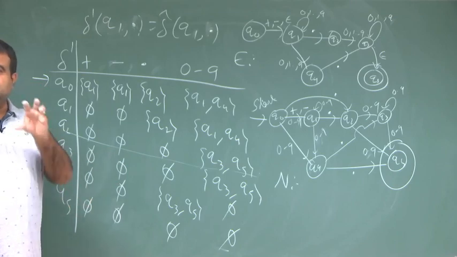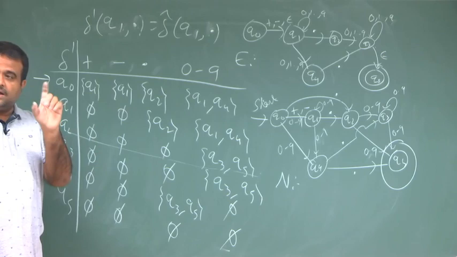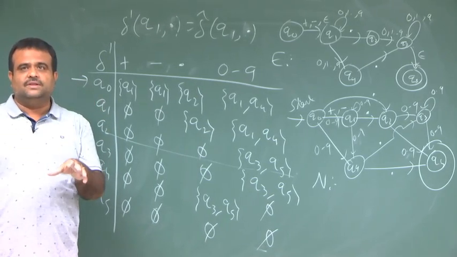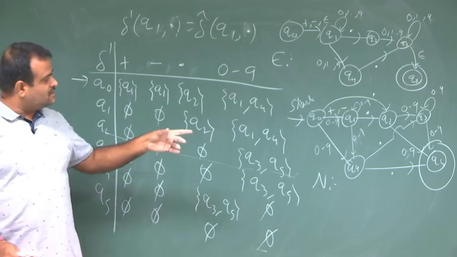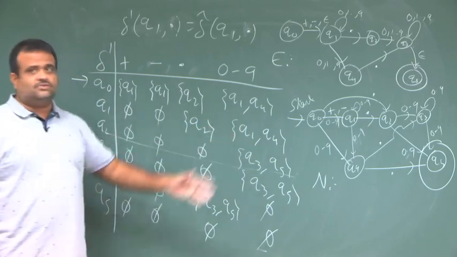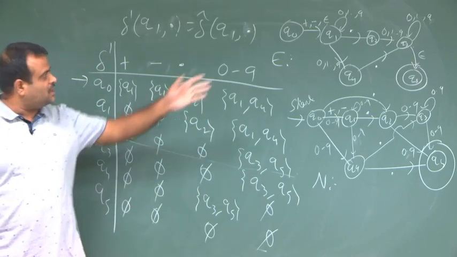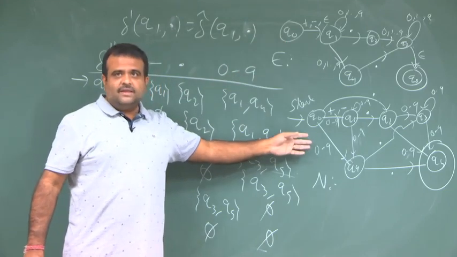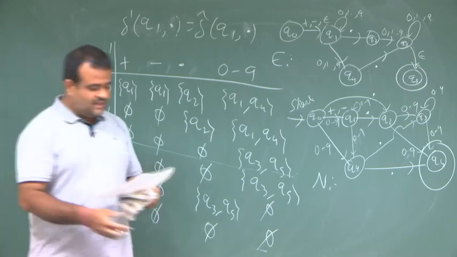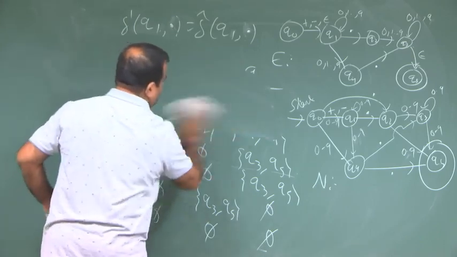Only thing we are doing is absorbing the epsilon closure before the symbol and after the symbol, nothing else, and this is the final state. Now the question is how we can convert this to a DFA, from epsilon NFA to DFA. We first convert epsilon NFA to NFA, then from NFA to DFA.